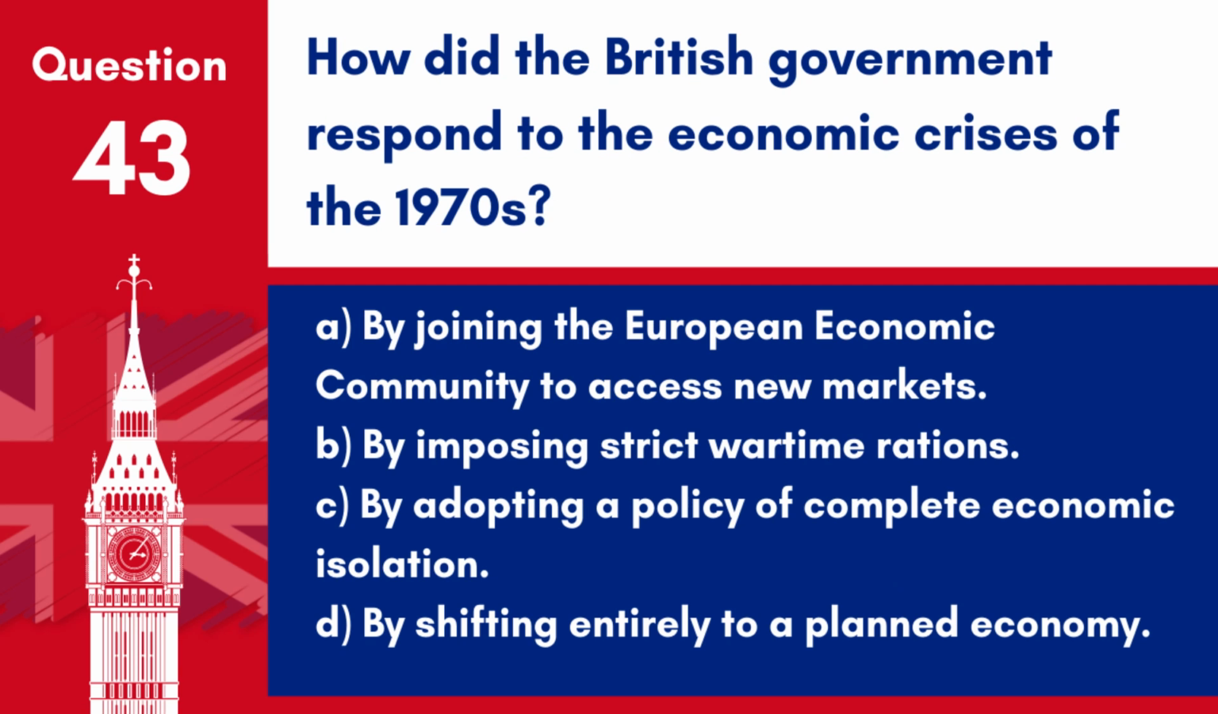Question 43. How did the British government respond to the economic crisis of the 1970s? A. By joining the European Economic Community to access new markets. B. By imposing strict wartime rations. C. By adopting a policy of complete economic isolation. D. By shifting entirely to a planned economy.